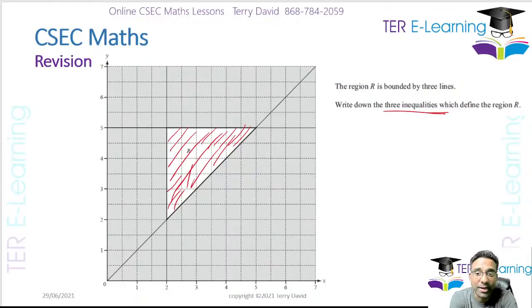Right, so for linear programming, they could ask you to draw the graph, or they could give you the graph and ask you for the inequalities, right? This can come both ways.